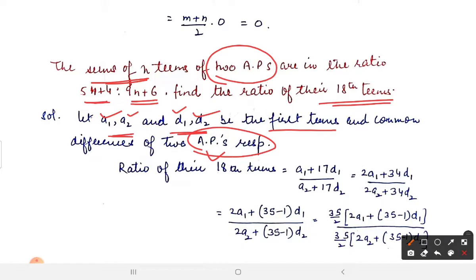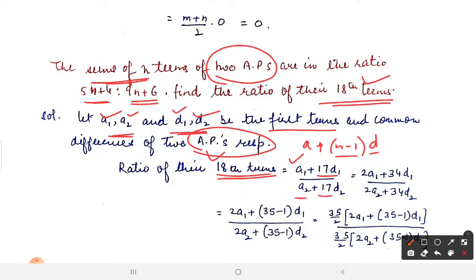Let us write the ratio of their 18th term. So what is the formula of nth term? It is a plus n minus 1 times d. This is the formula for nth term of any AP. So what is the formula for 18th term of the first AP, whose common difference is d1 and first term is a1? It is a1 plus 18 minus 1 times d1, and next is a2 plus 18 minus 1 into d2.